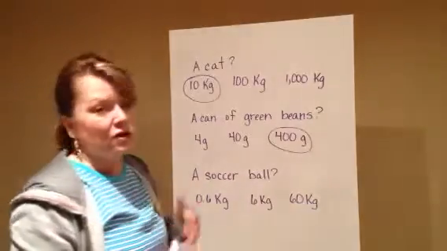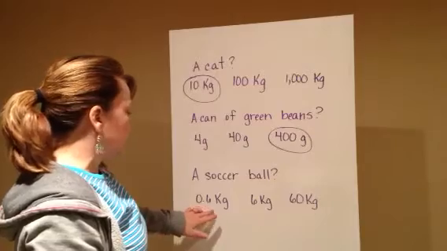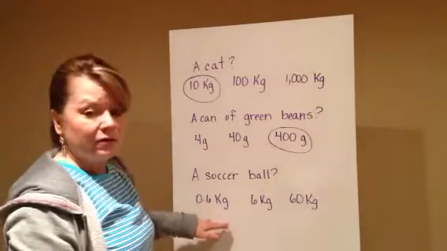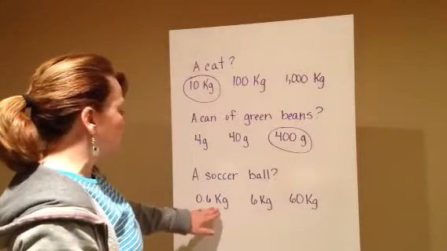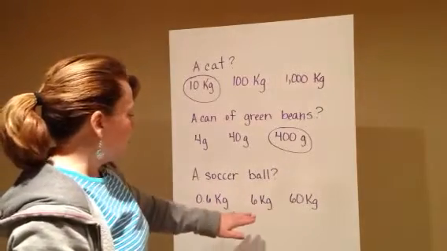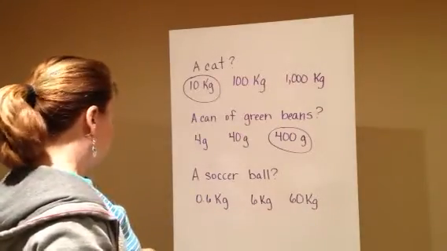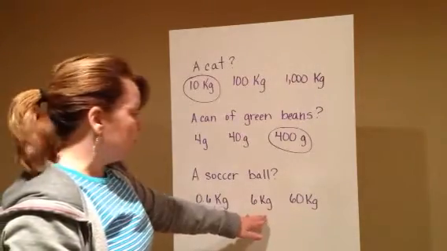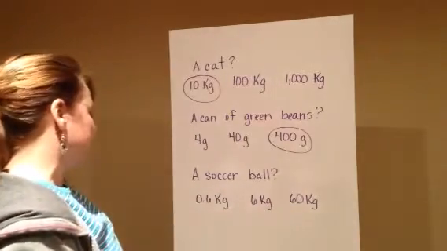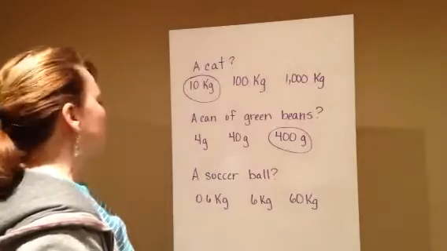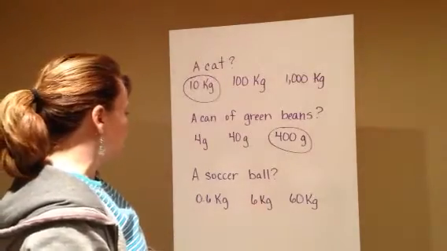And let's say a soccer ball. Our choices are 0.6 kilograms, 6 kilograms, or 60 kilograms. Now remember, a kilogram is a bigger unit, right? That's 1,000 grams. 6 kilograms would be 6,000 grams, right? Or 60 kilograms would be 60,000 grams. So which of those makes the most sense?